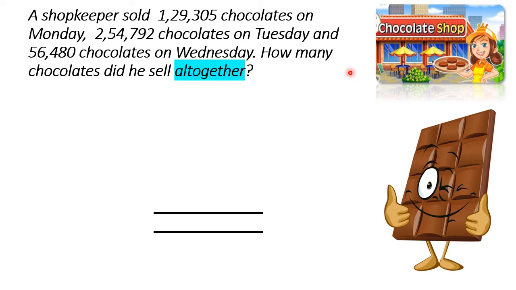Students, this is our example number 1. Let's suppose this is a chocolate shop in which a shopkeeper sold 1,29,305 chocolates on Monday, 2,54,792 chocolates on Tuesday, and 56,480 chocolates on Wednesday. So how many chocolates did he sell altogether?